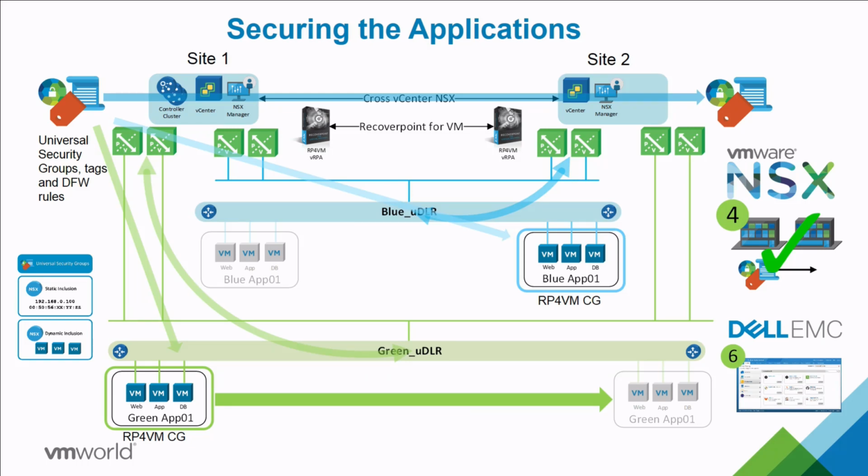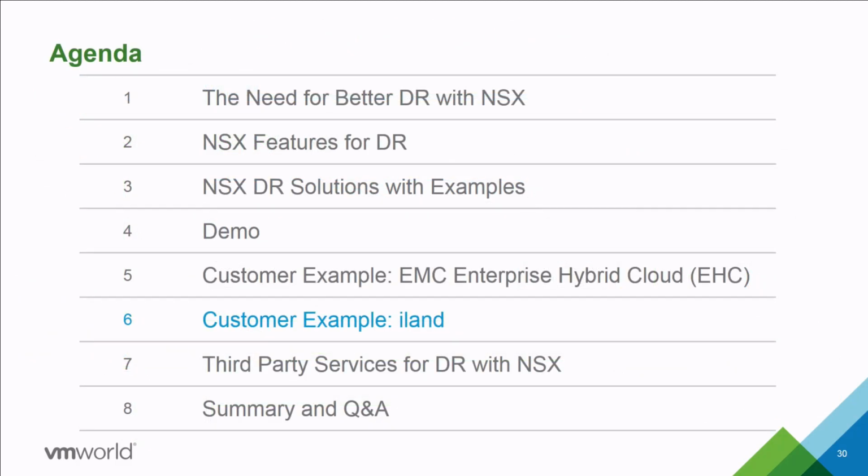And the last requirement here was to leverage a cloud management platform. So with vRA, NSX already has a number of workflows that are provided. And what Dell EMC did is they created additional workflows that incorporate some functions you can use with RP for VM to give you that disaster recovery as a service solution. So hopefully you've taken away from that example how Dell EMC Enterprise Hybrid Cloud leveraged the cross-vCenter NSX functionality to provide this enhanced disaster recovery solution for their customers.